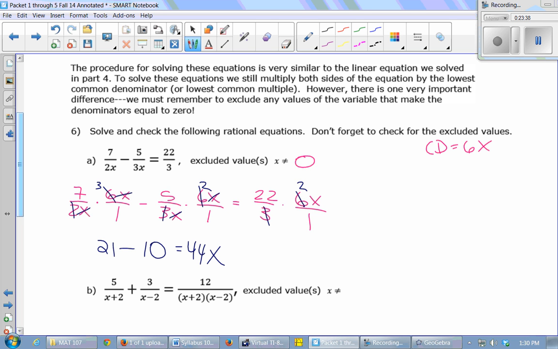Now I have an equation with no fractions. I can go ahead and solve it, and I get 44x equals 11, which means that x equals 4. There's my solution. One fourth, yeah. Divide both sides by 44, and 11 over 44 is 1/4.